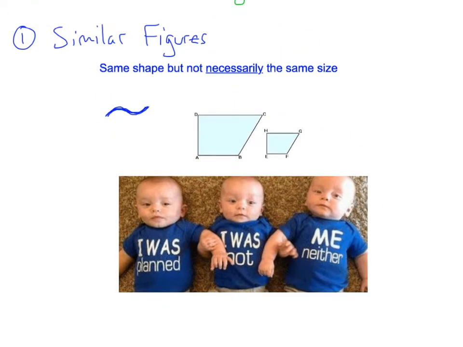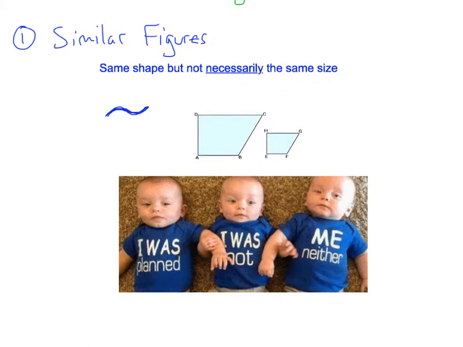So why are they similar? Well, they're similar because they are the same shape, and they are also the same size. So remember, the key word here is necessarily. They can have the same shape and the same size, or they might just have the same shape but not the same size, and they're still similar, right?